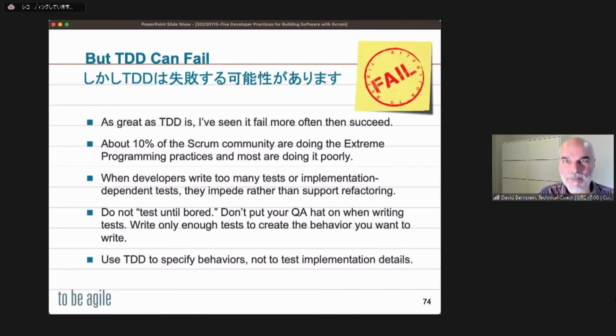But I've seen TDD fail. In fact, I've seen it fail more than I've seen it succeed. One developer said to me, we'd have to abandon TDD because it would take a week to refactor my tests, only a day to refactor my code. I said, really? He said, yeah, all these things.